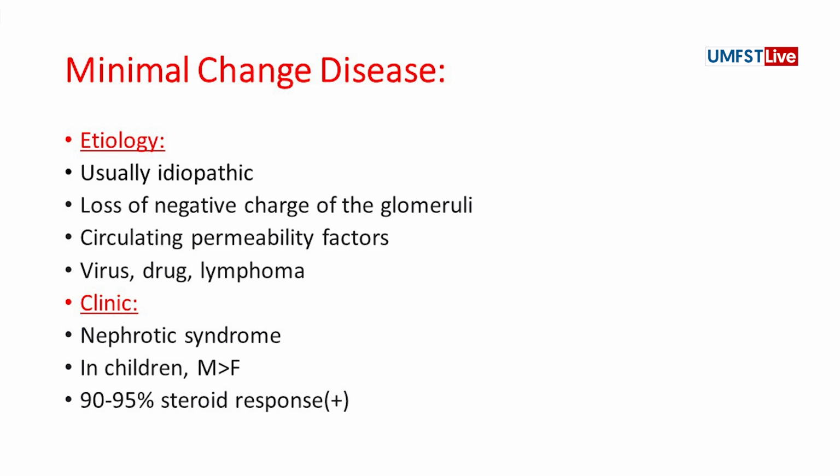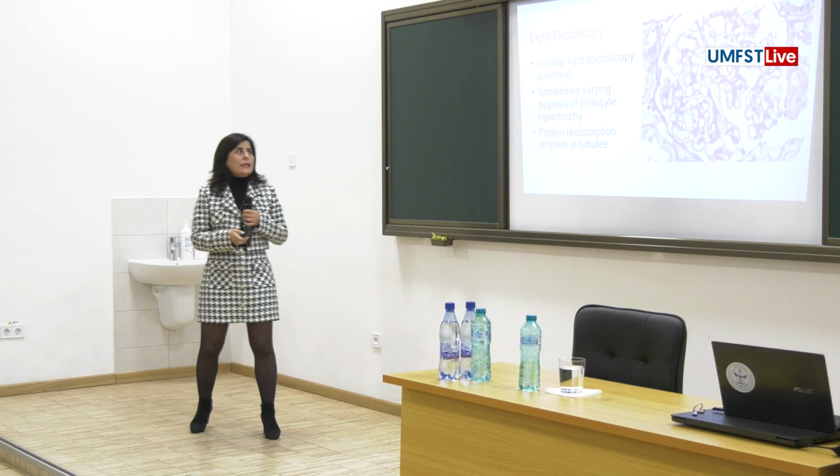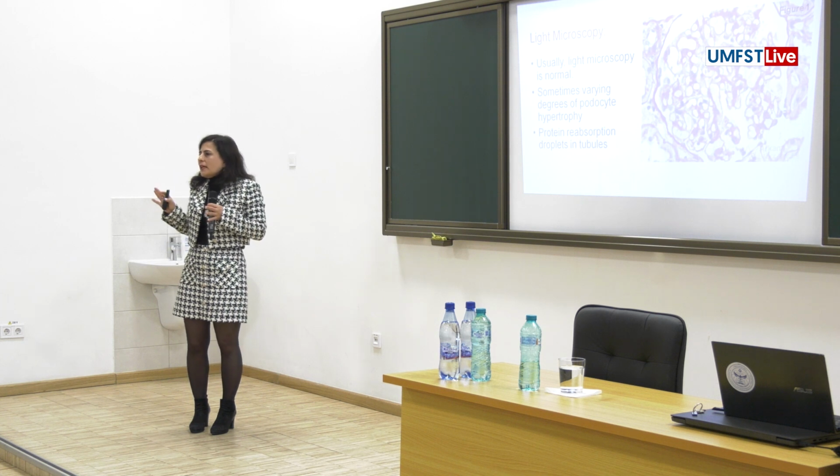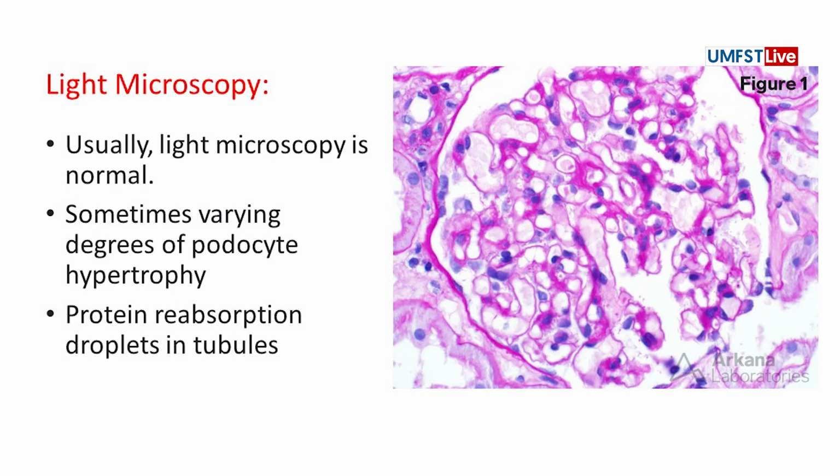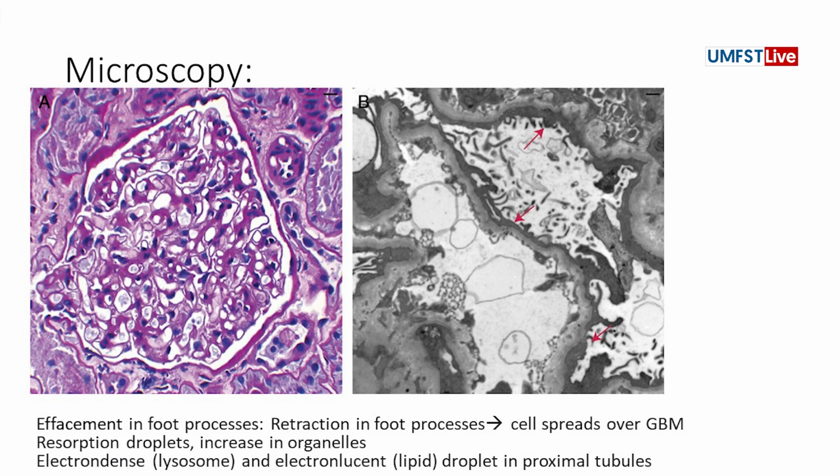Nowadays we are working on NGS. Usually they have a genetic pattern for steroid resistance. In light microscopy, it's near to normal histology. We see everything near to normal, but in electron microscopy, we see effacement of the podocytes and microvillous evolution, and here also effacement.